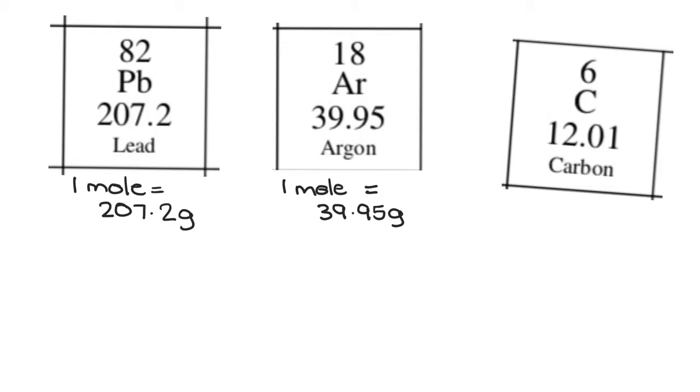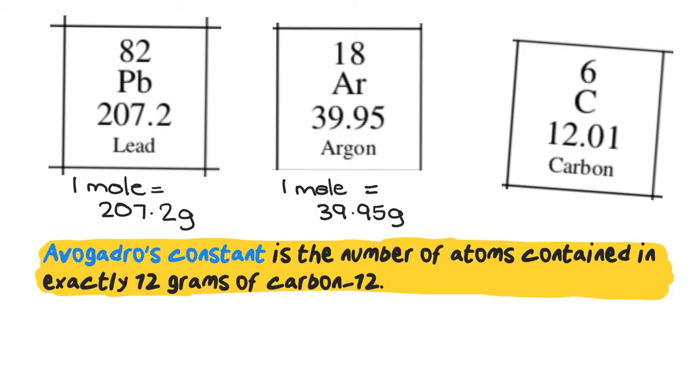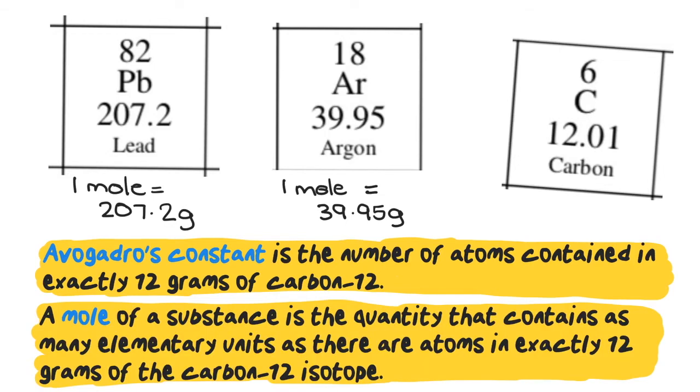Now that number is known as Avogadro's constant, which by definition is the number of atoms contained in exactly 12 grams of carbon-12. A mole by definition refers to the quantity that contains as many elemental units as there are atoms in 12 grams of carbon. Let's look at some correct uses of this word.